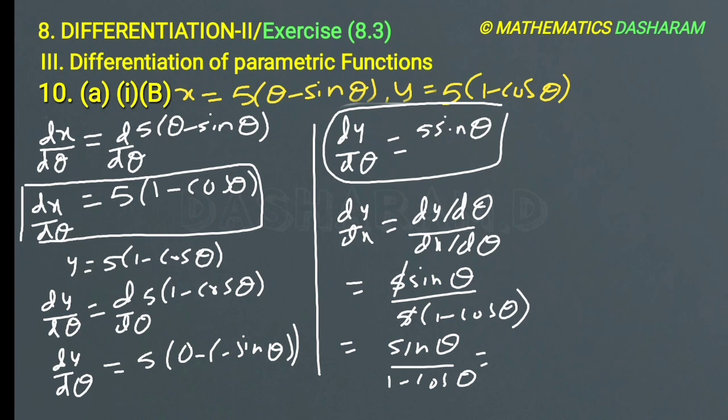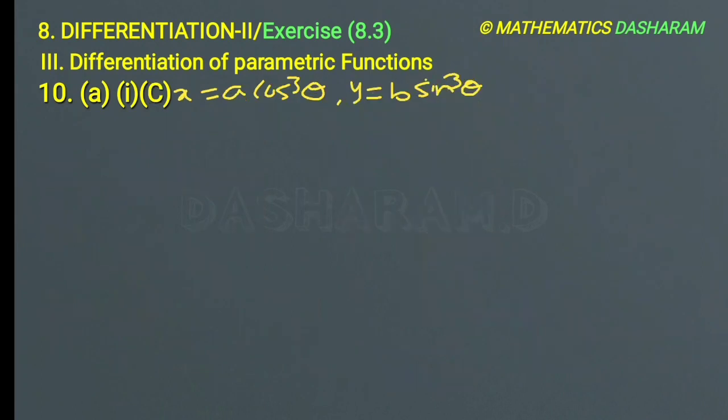Then it equals 1 by tan theta by 2, because the tan theta by 2 formula is 1 minus cos theta divided by sin theta. So 1 by tan theta by 2 equals cot theta by 2. So this is our required answer.